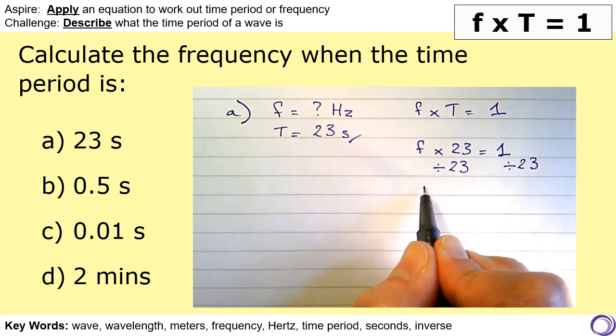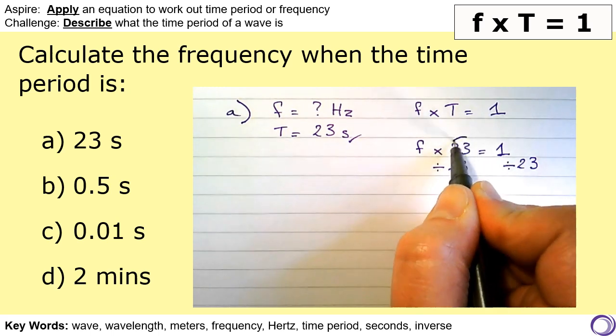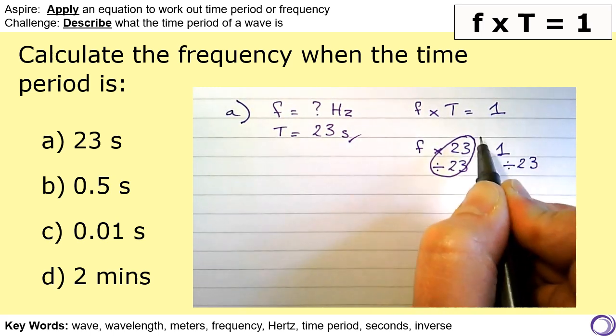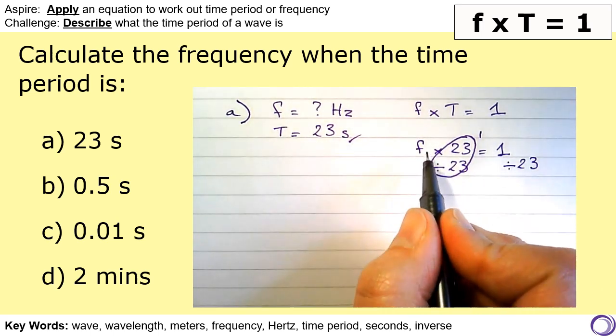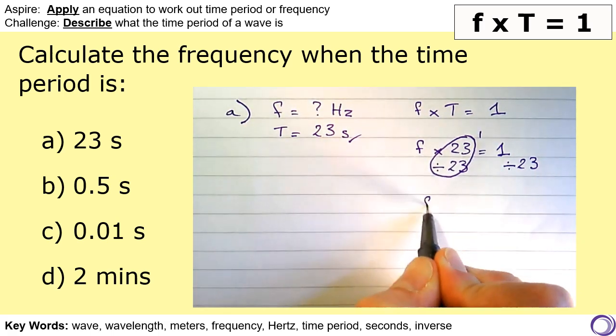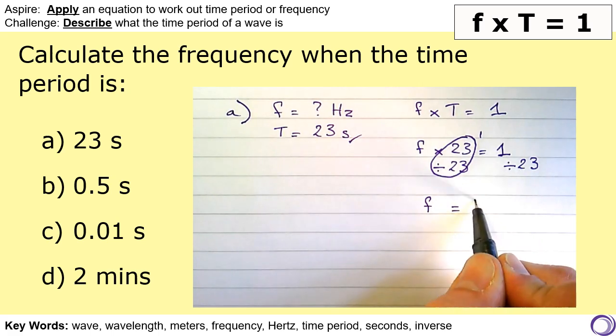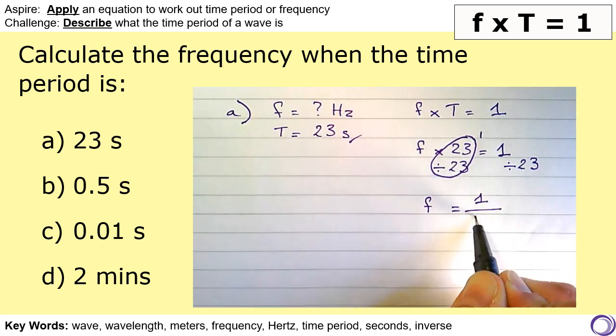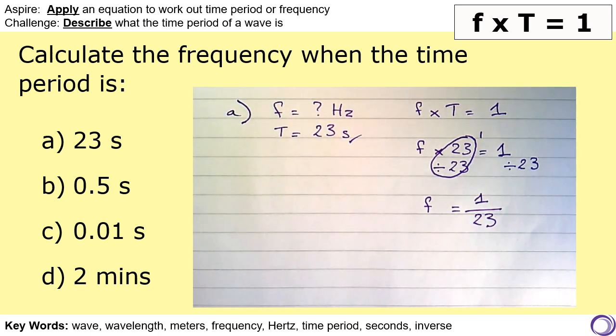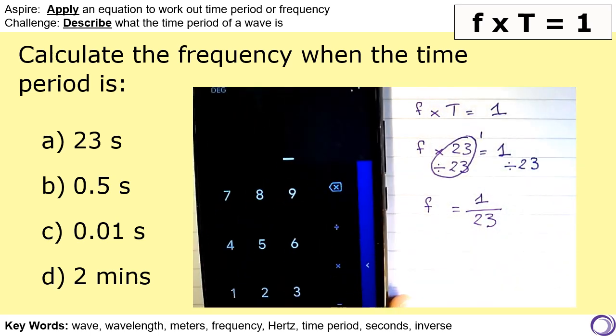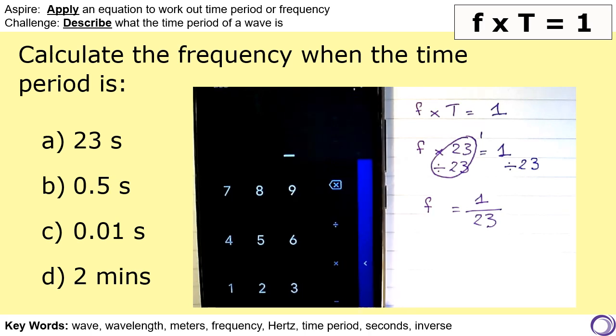So let's write this again. So 23 divided by 23, well, that's the same as 1. So frequency times 1 is just frequency. And then on the right-hand side, I've got 1 divided by 23. So this is what I'm going to put into my calculator now. So I have my calculator, and I do 1 divided by 23 equals quite a long number.